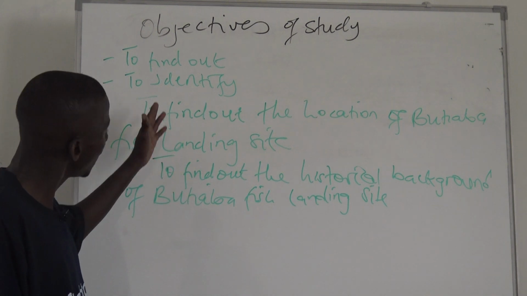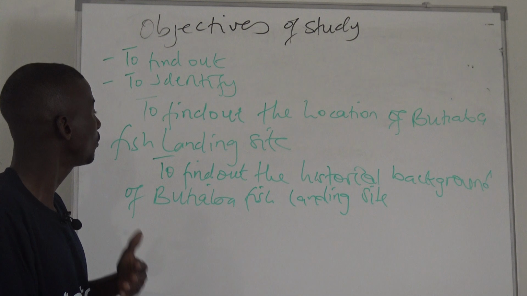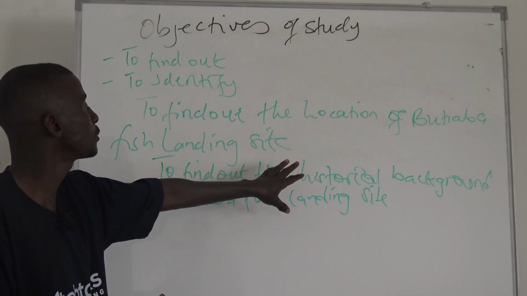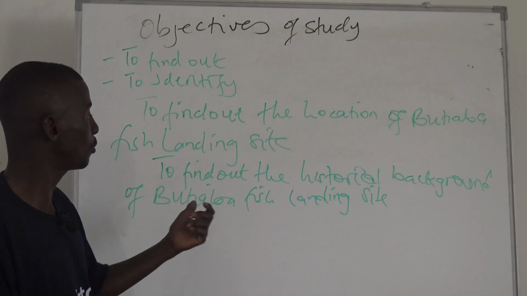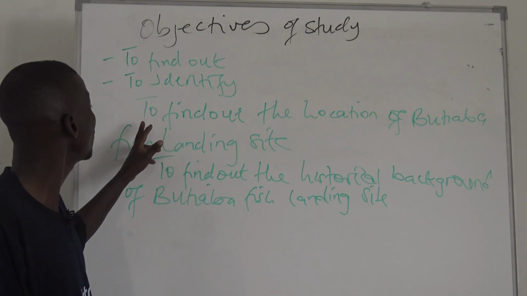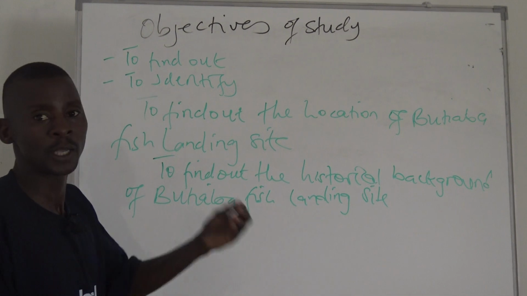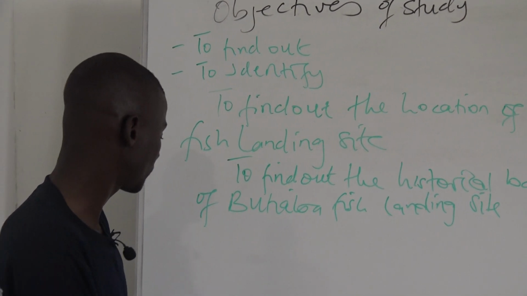These objectives are supposed to come in order. We write them, at least the location, then the historical background. You cannot begin from historical background, then location. That would be a wrong order, because the first thing to know in fieldwork objectives is where am I going? Where? The location of the place.